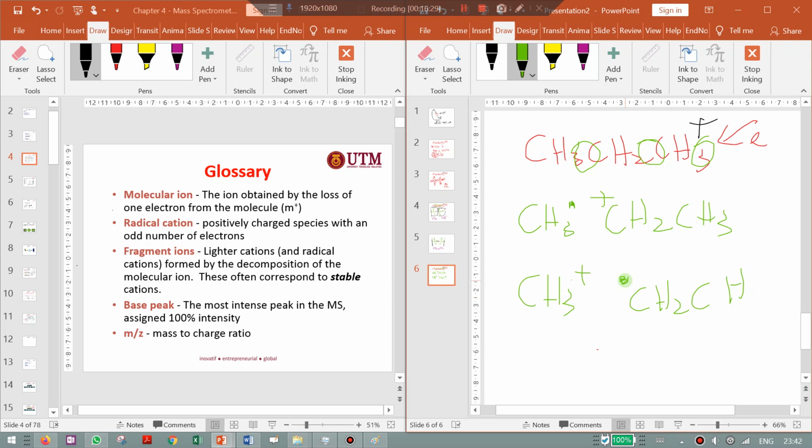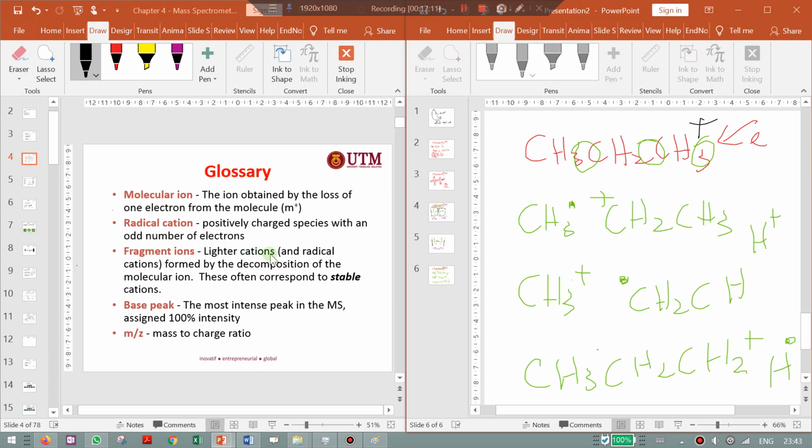We can get it like this, or we can also get CH3 CH2 CH3 losing hydrogen. We can get CH2 plus and an H radical, or we can get H plus and the other one as the radical. So that is how fragment ions form.